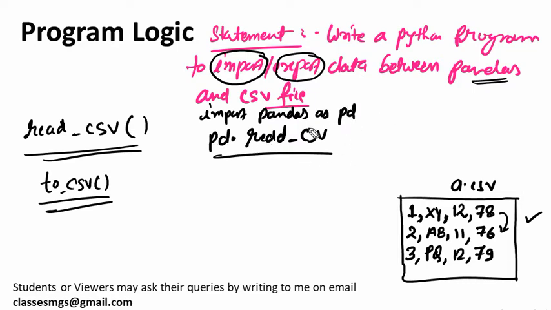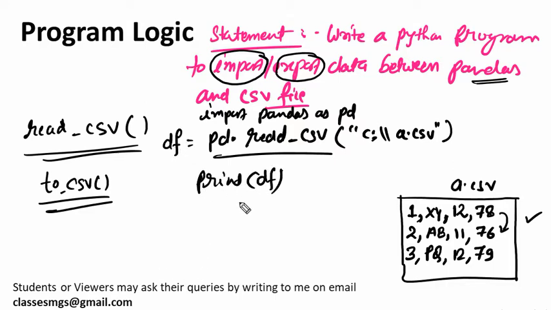I'm not going to discuss that. pd.read_csv, then you write down the path of the file. Let's suppose the file a.csv is placed in the C drive, then your path will be c:/a.csv, and you just need to do that. It will return a data frame object, and you can print this data frame object.